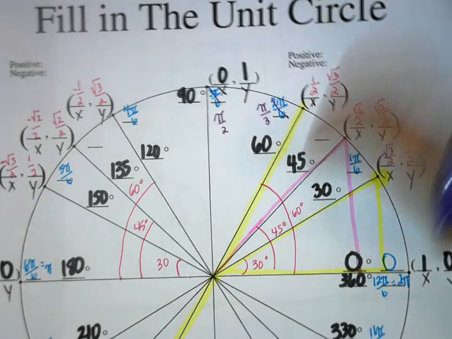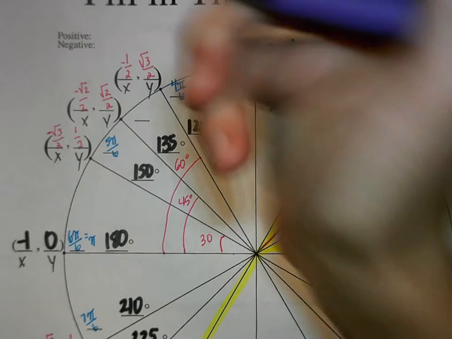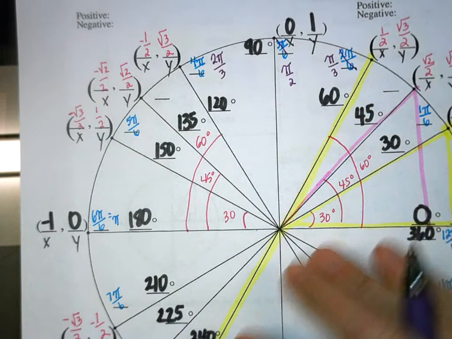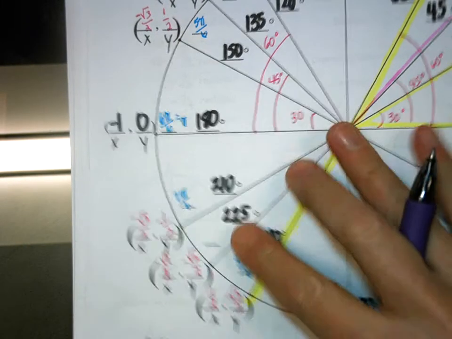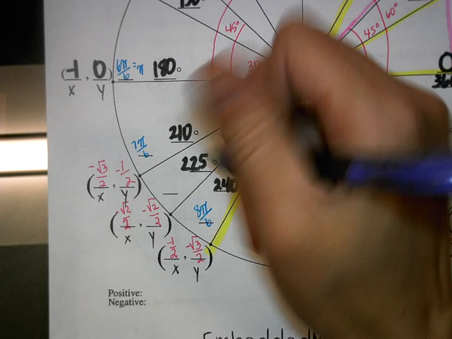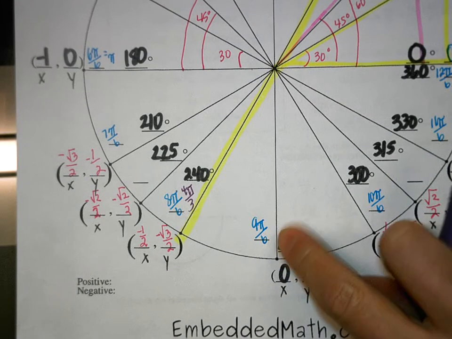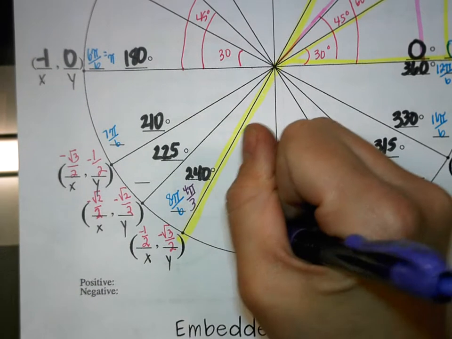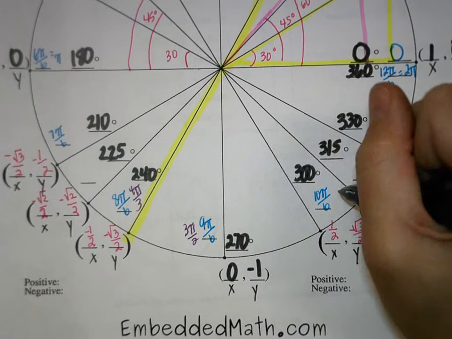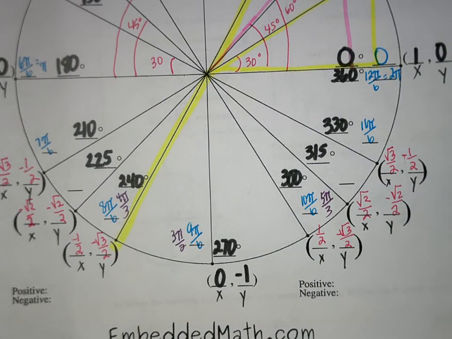4 pi over 6, could that reduce? We can divide by 2, right? And so we'd end up with 2 pi over 3. 5 pi over 6 can't reduce. We already reduced the 6 pi over 6. 7 pi over 6 can't reduce. 8 pi over 6, that would reduce to be 4 pi over 3. 9 pi over 6, 3 pi over 2. 10 pi over 6, 5 pi over 3, and then that looks like we've reduced all of them.